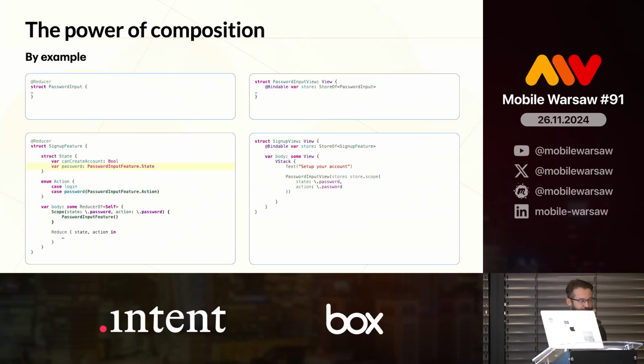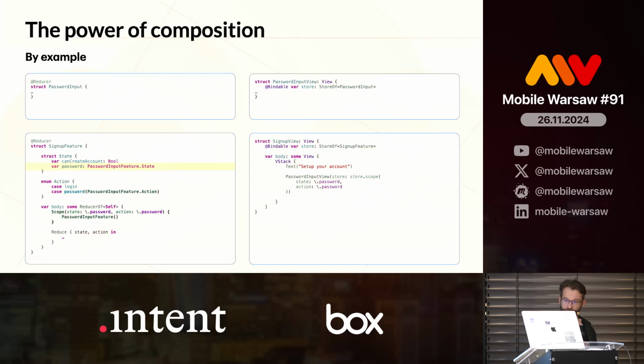This can be all done at the reducer level, meaning we add the password to the sign-up feature, which is the state of this password feature. We add an action that will come from the child feature. And now we define that our reduce logic is not only our presentation logic, but we also need to run the password input feature reducer. And that expects different state, right? That expects password input state and password input action.